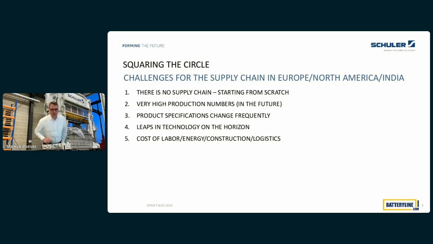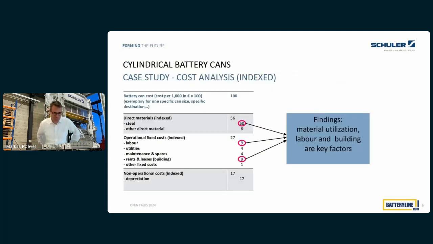And in these markets, maybe cost of labor not applying to India, but at least to Europe and North America, and energy costs as well, and also construction of sites are now much more expensive than we were used to maybe before the pandemic. So these are the challenges where a new supplier has to square the circle.